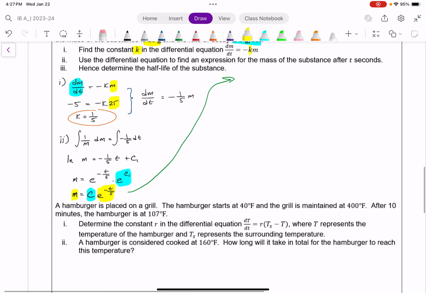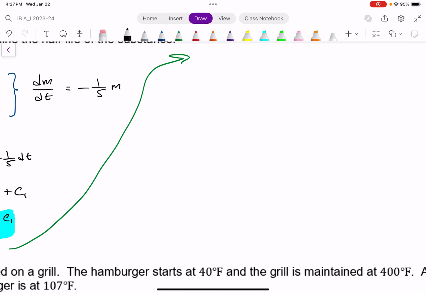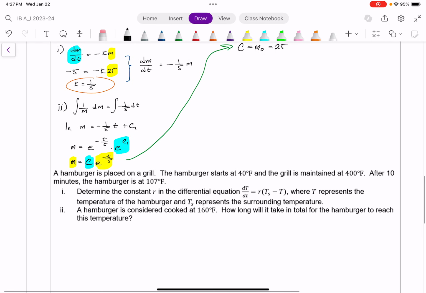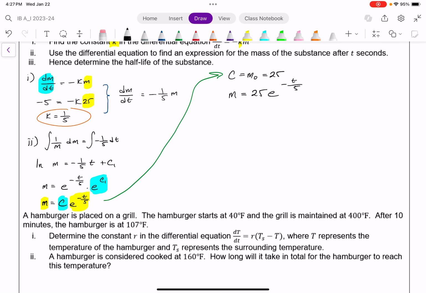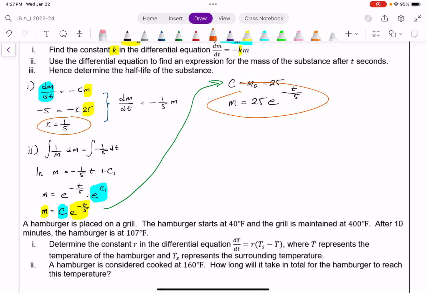And we see that quite a lot here. So I'm going to make a little note that I now know that c must equal m naught, which we are told in the question is 25 grams, which means I actually know my equation now. My equation is m equals 25 times e to the negative t over 5. And that is the answer for part 2. That is an expression for mass as a function of time.